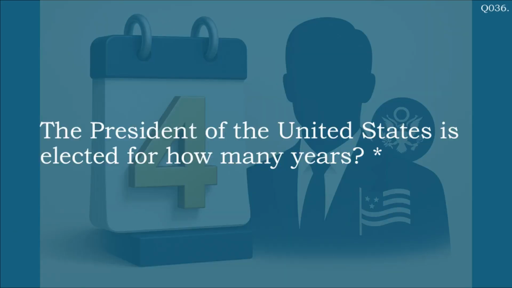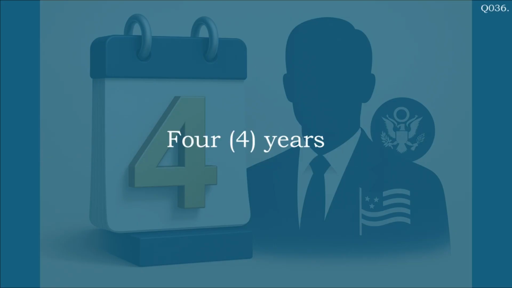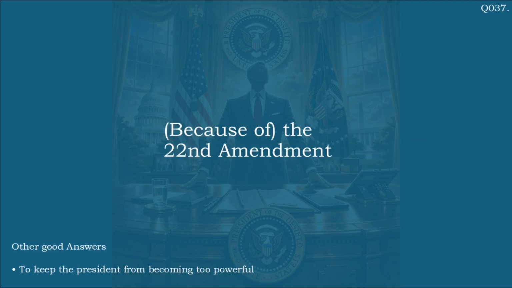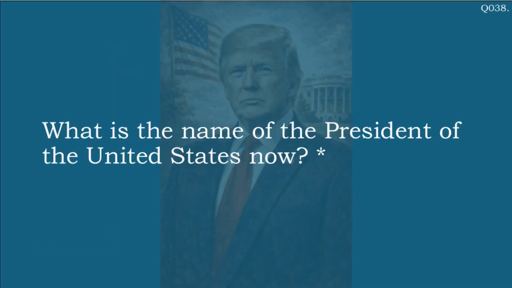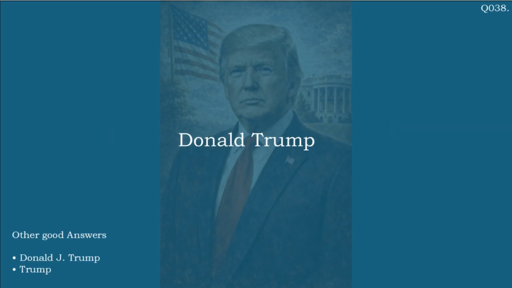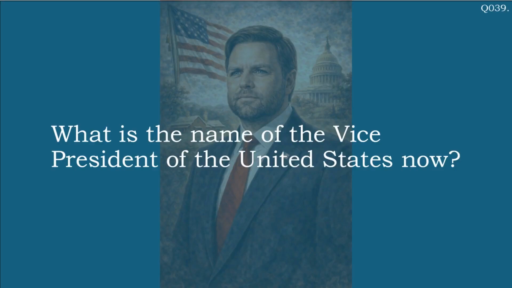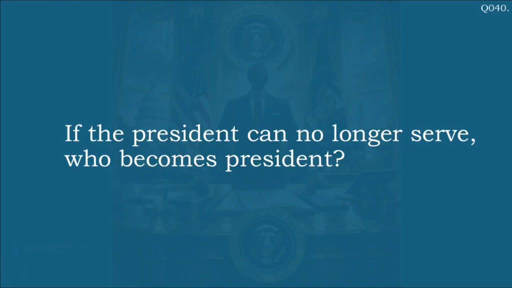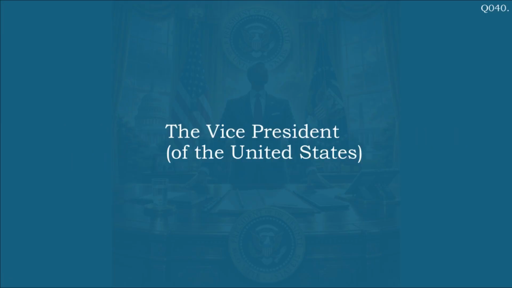The President of the United States is elected for how many years? 4 years. The President of the United States can serve only 2 terms. Why? Because of the 22nd Amendment. What is the name of the President of the United States now? Donald Trump. What is the name of the Vice President of the United States now? J.D. Vance. If the President can no longer serve, who becomes President? The Vice President.